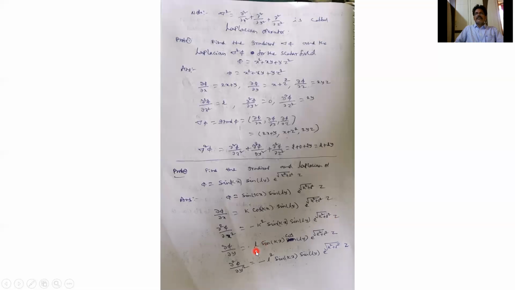Now, again with respect to y, ∂φ/∂y. Here sin kx e^(√(k²+L²) z) is constant. The derivative of sin Ly with respect to y is cos Ly, and for Ly we get L. Similarly, like k cos kx, here we get L cos Ly. So finally we get L sin kx cos Ly e^(√(k²+L²) z).